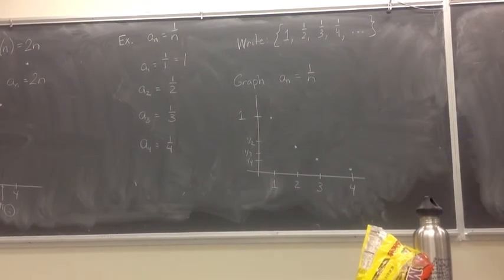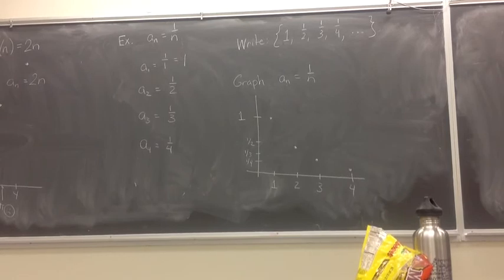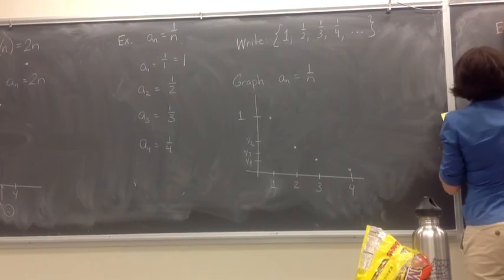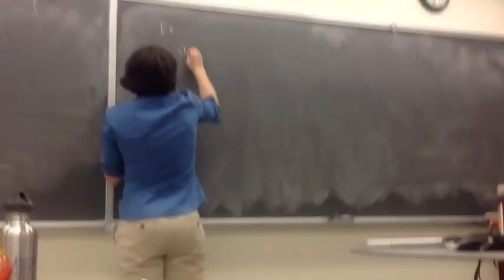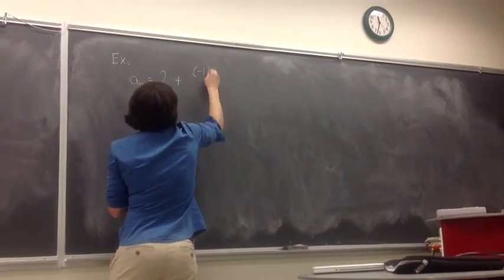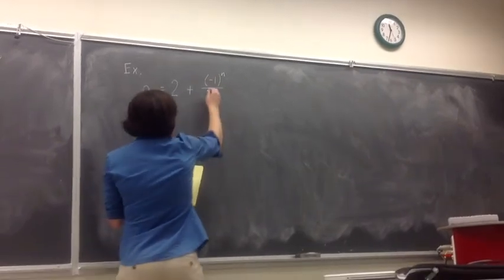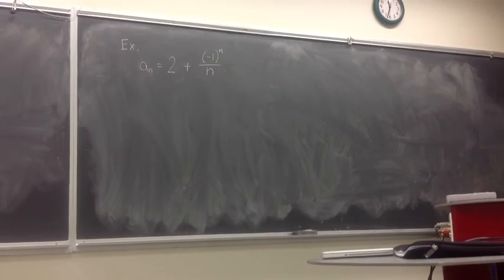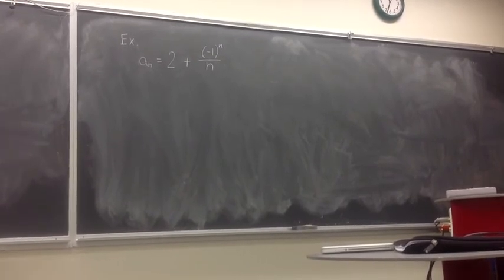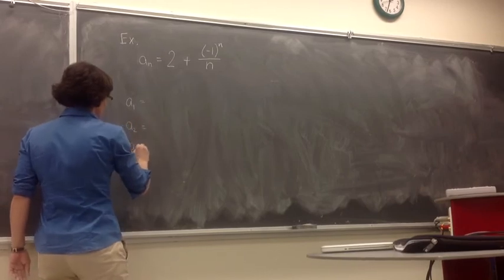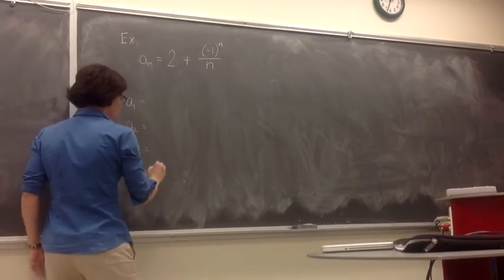So let's look at one final example where I give you the formula for this sequence. And so in this example, we have An is equal to 2 plus negative 1 to the n, over n. All right, so here's what I would like you to do. I would like you to write down values for A1, A2, A3, and A4.